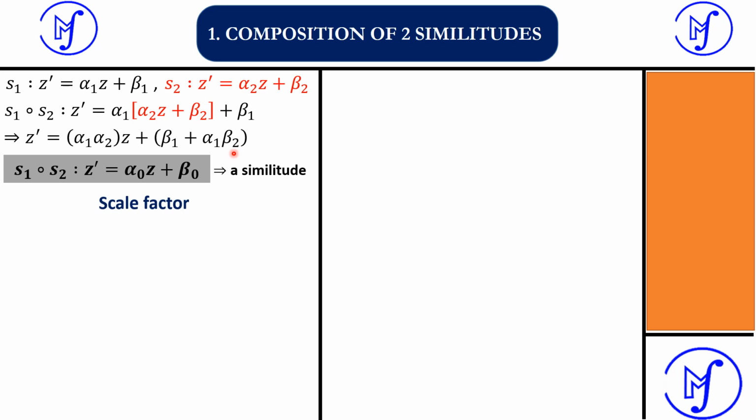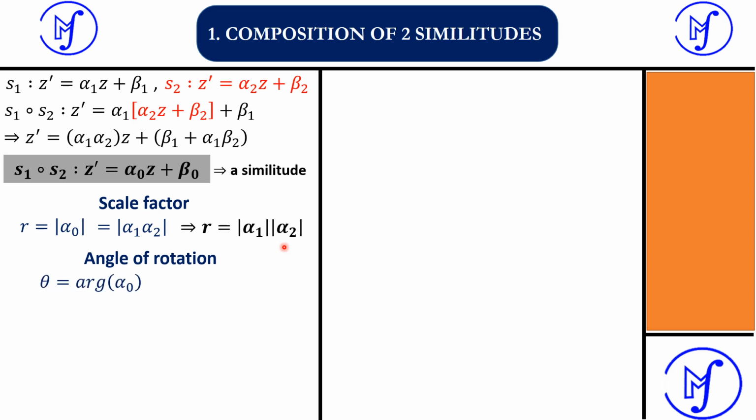Let us look at the properties of this new similitude. The first is the scale factor. We know that the scale factor is just the modulus of the complex number alpha 0, but alpha 0 is the product of alpha 1 and alpha 2. So the scale factor or the radius is the modulus of alpha 1 alpha 2. And by properties of modulus, we just find the modulus of alpha 1 and we multiply with the modulus of alpha 2.